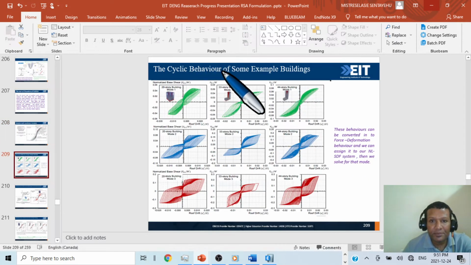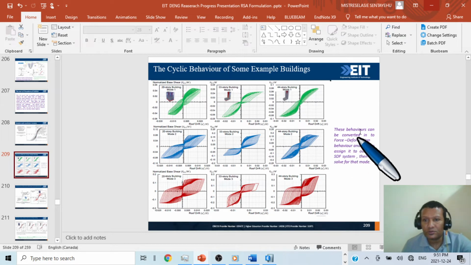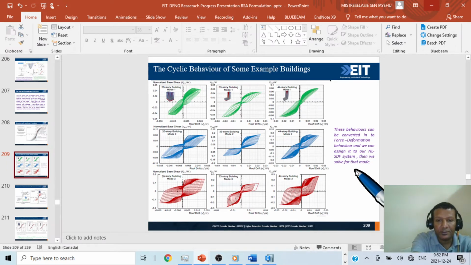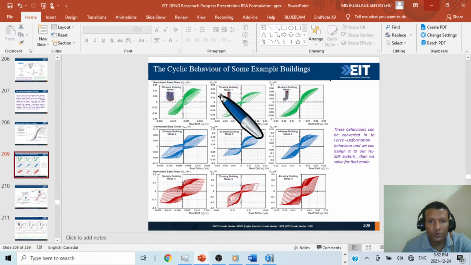So this is the cyclic behavior of some example buildings. These behaviors can be converted into force deformation behavior, and we can assign it to nonlinear single degree of freedom systems, and we can solve that mode. So this is mode 1 for different buildings, and mode 2. This is the roof displacement. All these are hysteresis curves performed by Professor Fouad.